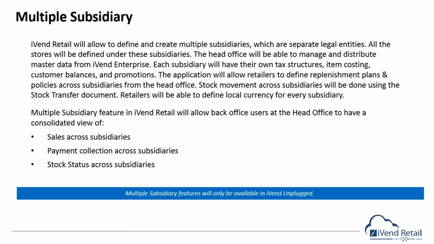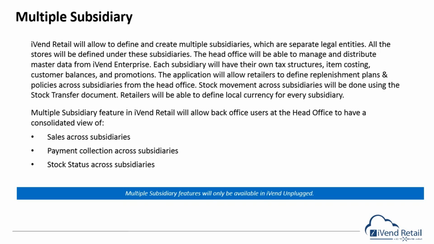How it differentiates is, definitely, using the currency option. On the subsidiary you can define the currency, and each subsidiary will have its own tax structures. It could have its own costings, its own customer balances, and its own promotions.